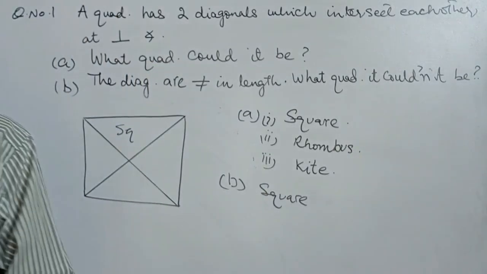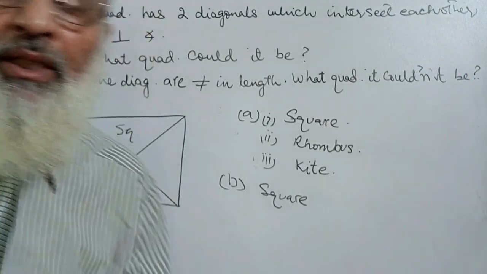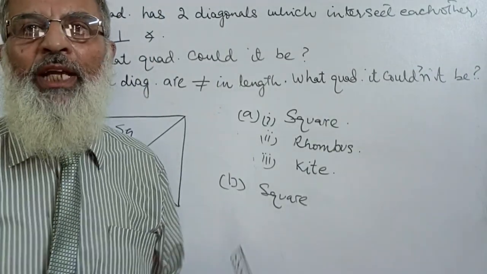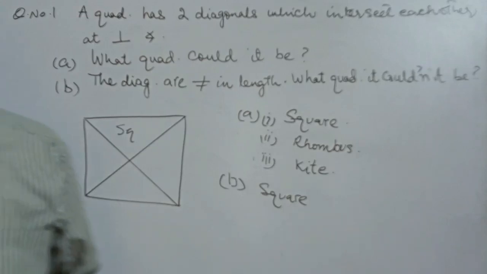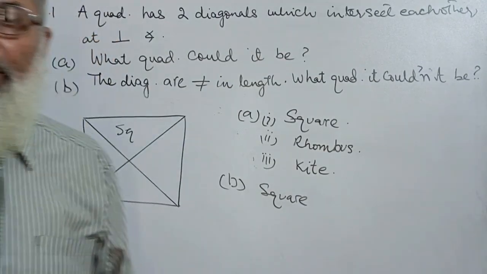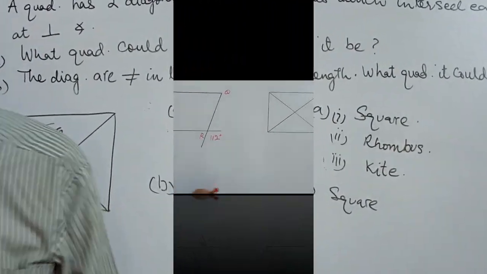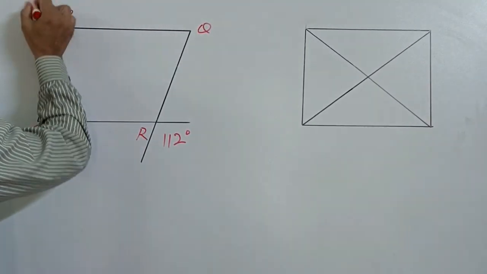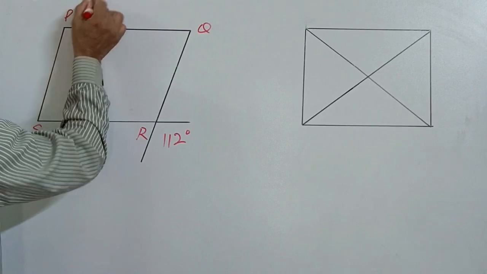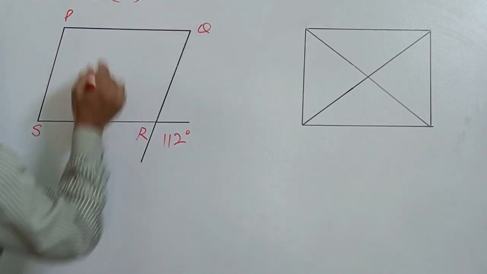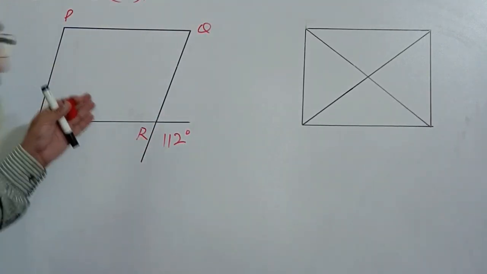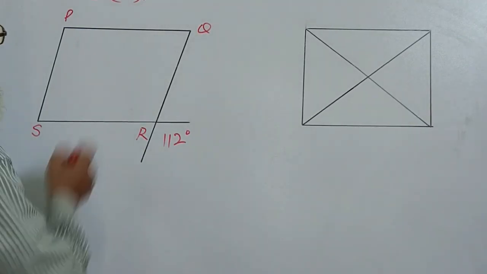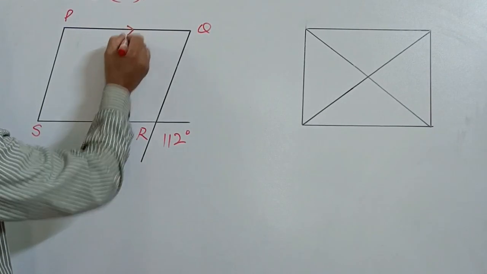Now let us find some unknown angle with the help of known angles using the properties of a quadrilateral. Question number two, part A. I have drawn a shape in front of you, and some clues are given.